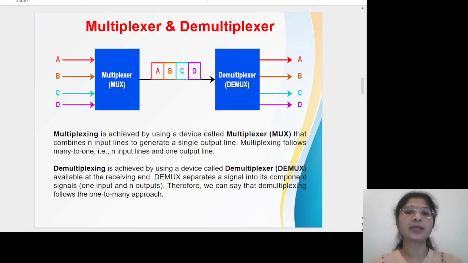Single output line. Multiplexing follows many to one, that is n input lines and one output line. Whereas demultiplexing is achieved by using a device called demultiplexer available at the receiver end. Demux separates a signal into its component signals. That means one input and n outputs. Therefore, we can say that demultiplexing follows a one-to-many approach.